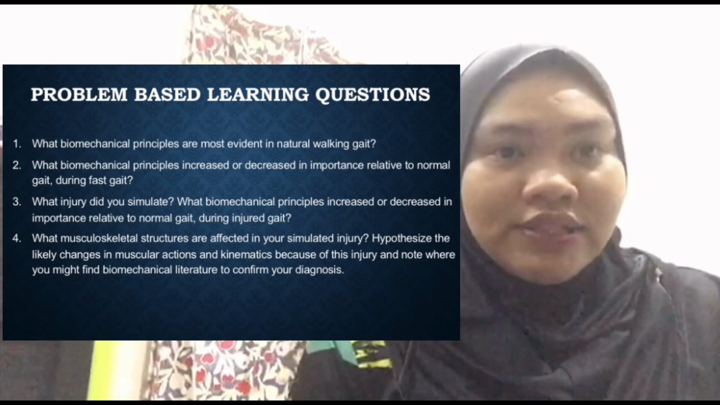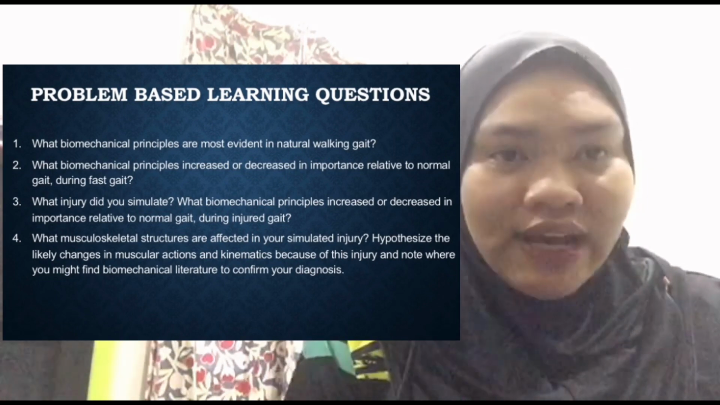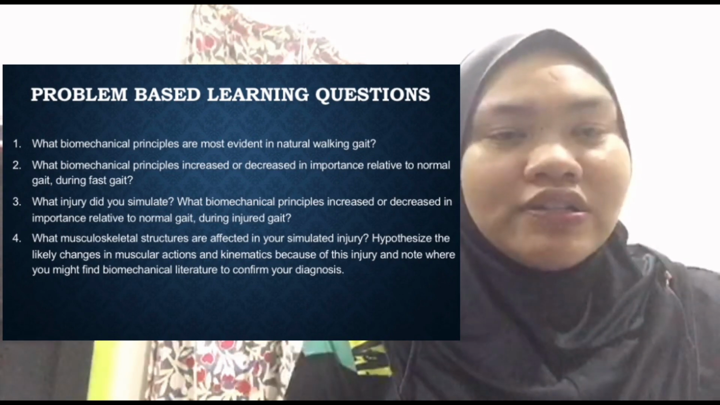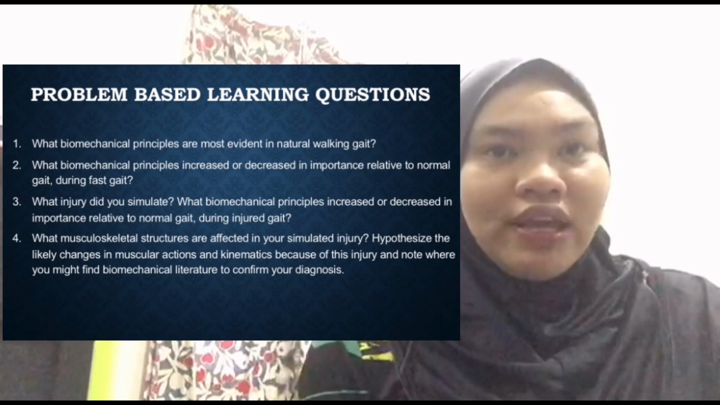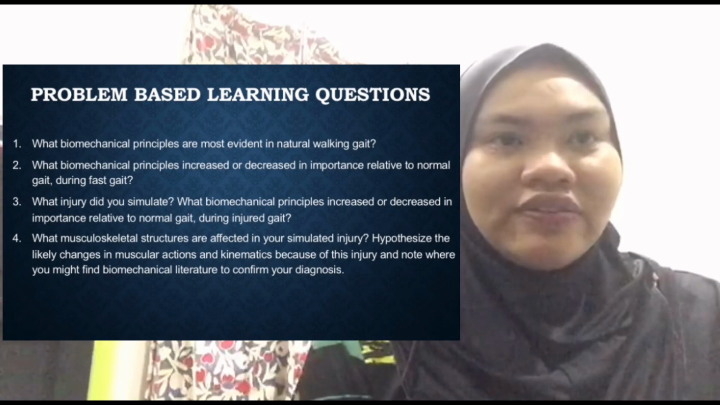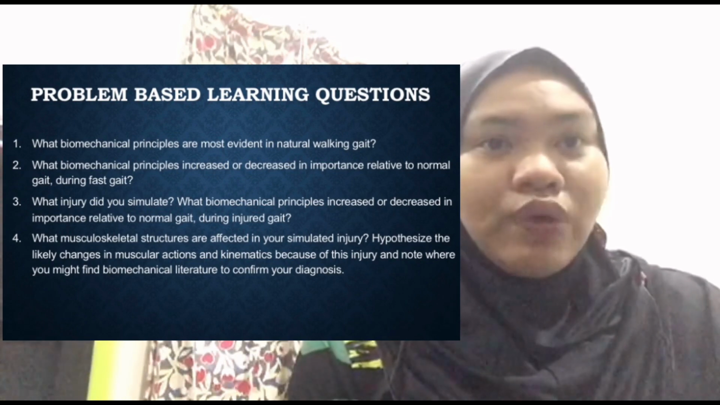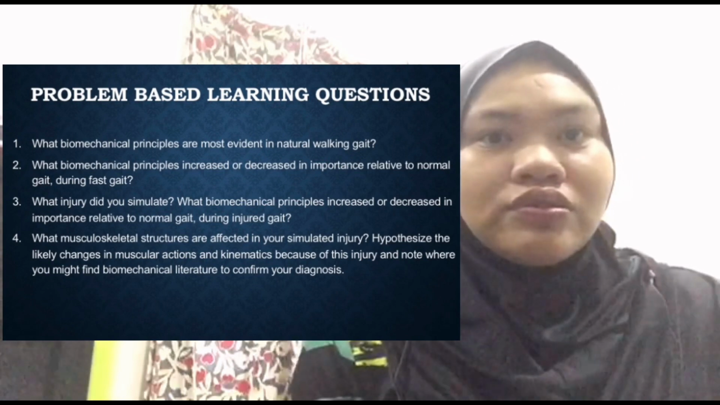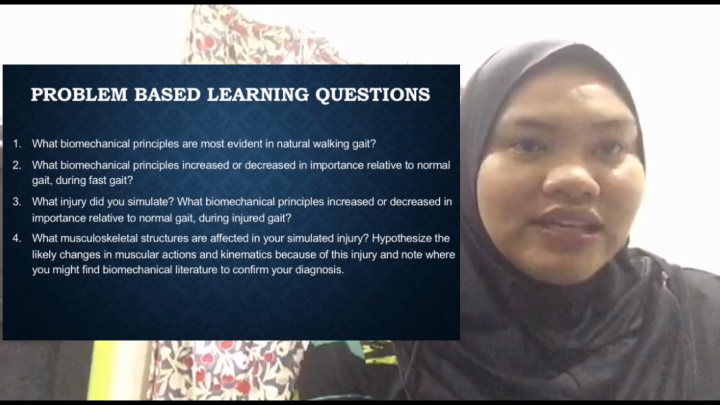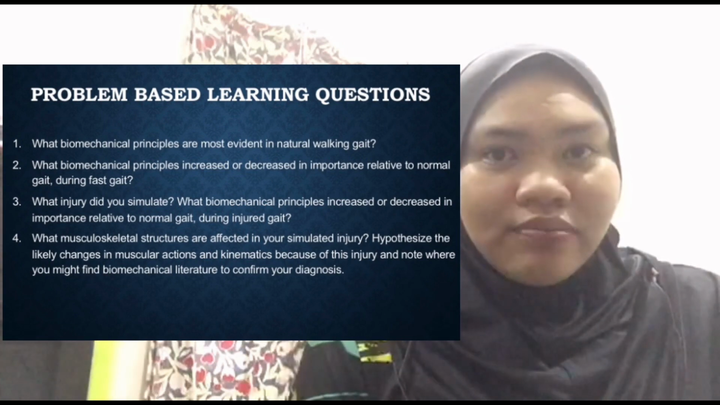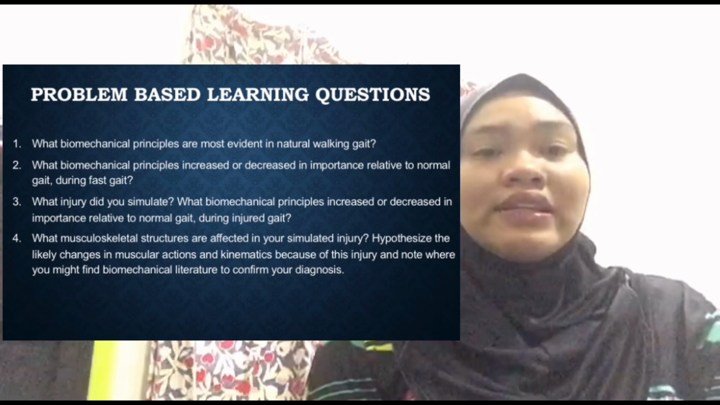For the problem-based learning questions, number one, what biomechanical principles are most evident in natural walking gait? Second, what biomechanical principle increases or decreases in importance relative to normal gait during fast gait? Third, what injury did you simulate? What biomechanical principle increases or decreases in importance relative to normal gait during injured gait? The last one is, what musculoskeletal structures are affected in your simulated injury? Hypothesize the likely change in muscular action and kinematics because of the injury, and note where you might find biomechanical literature to confirm your diagnosis.